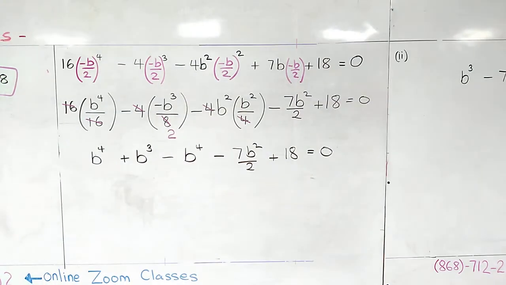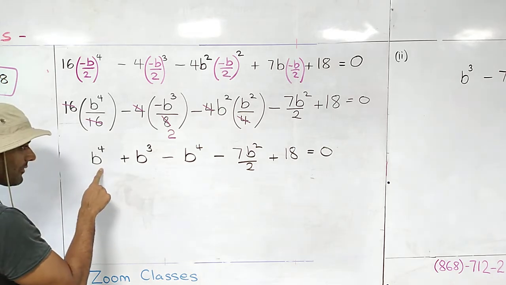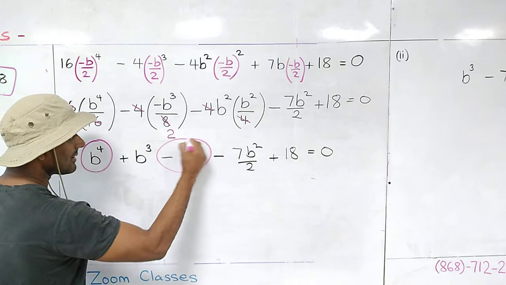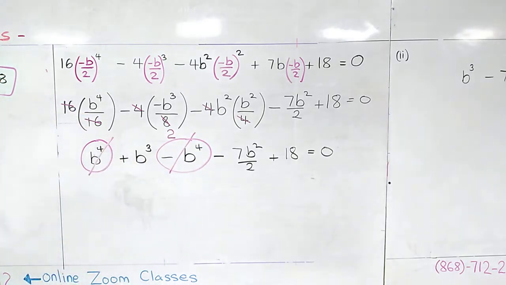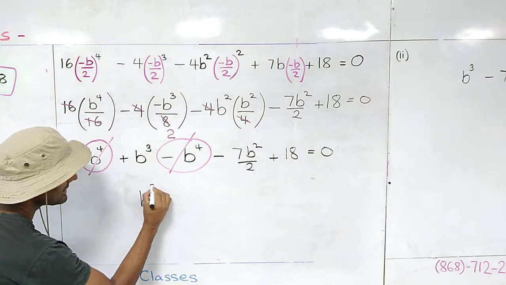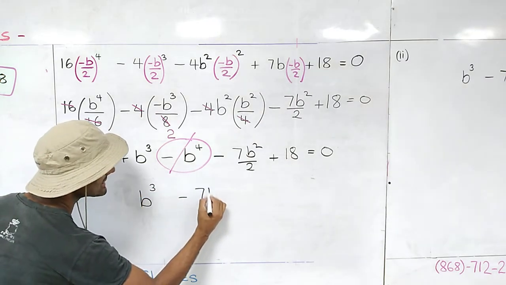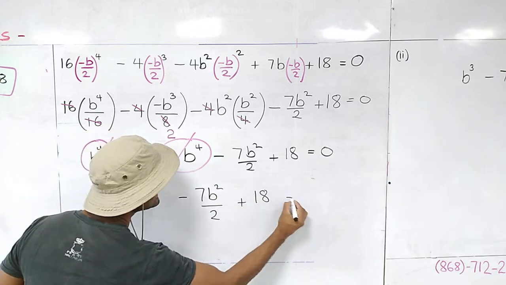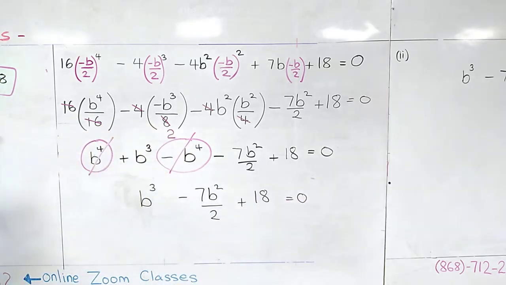Now let's check on my camera to make sure nothing is off. Right? Looking good. I bet you see something that can cancel off already. B to the power 4 minus a next b to the power 4. This and this will cancel off, right? So you end up with only b cubed minus 7b squared on 2 plus what? 18. And you have this annoying 2.